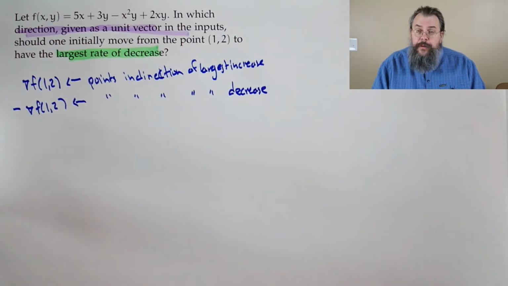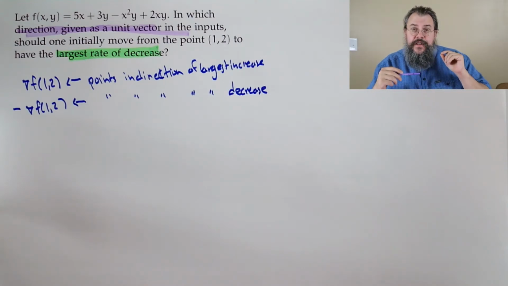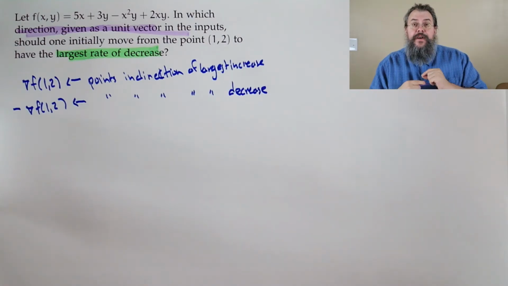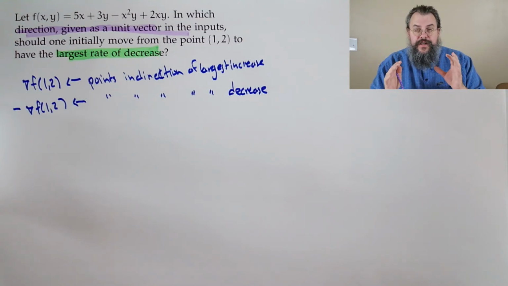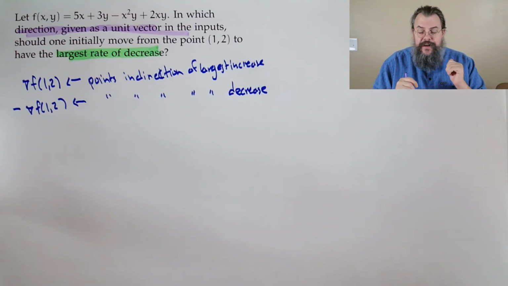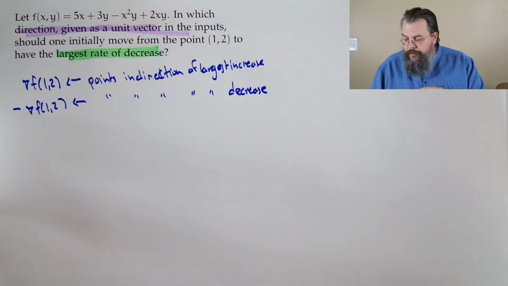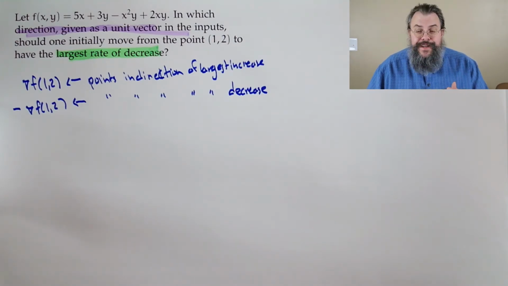Okay, so now we kind of have a plan, because we know we're looking for the direction of largest rate of decrease. So it says, figure out the gradient, take the negation so that you point in that direction. That's the right direction. Now, it's not our answer, but it's the right direction. So let's get to that point, and then we'll talk about how we can finish up to get our answer.